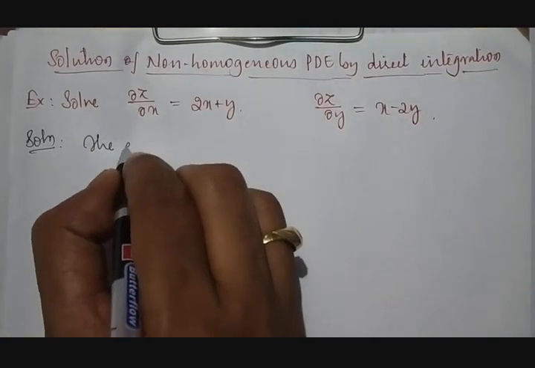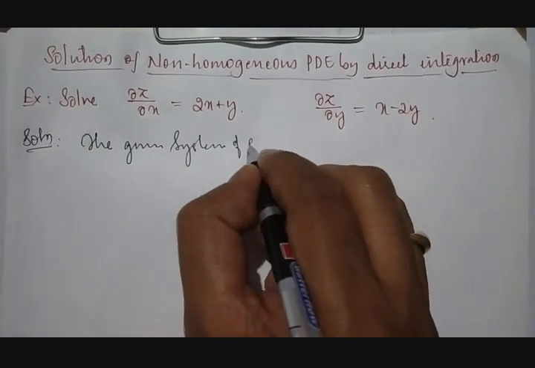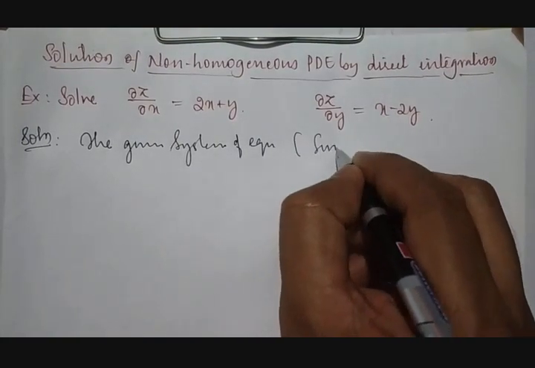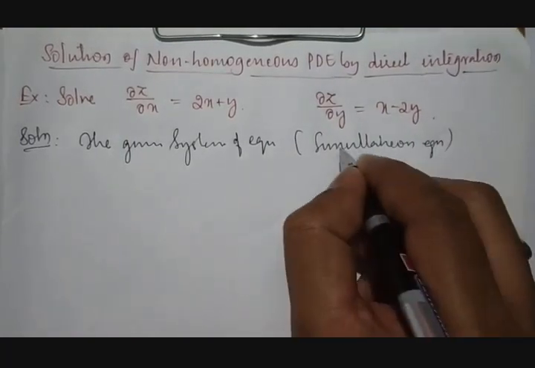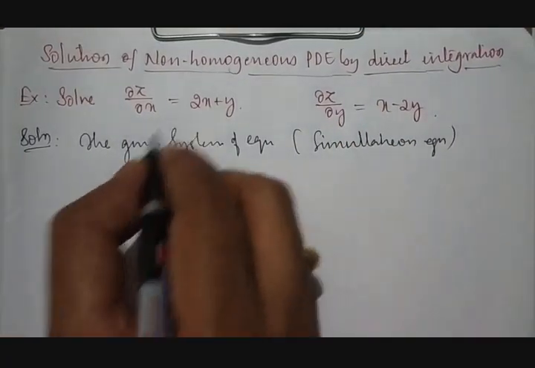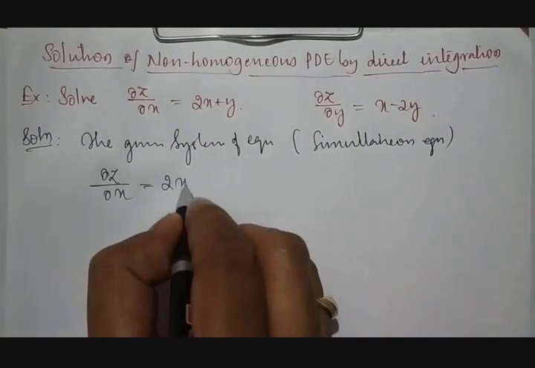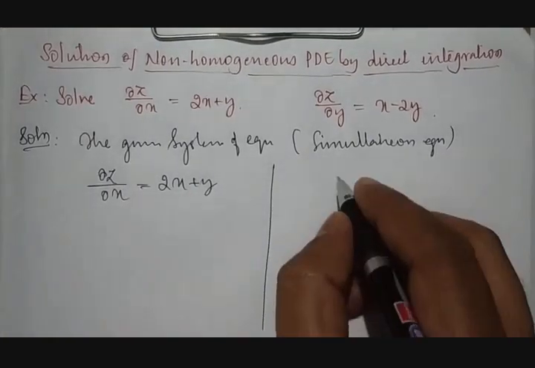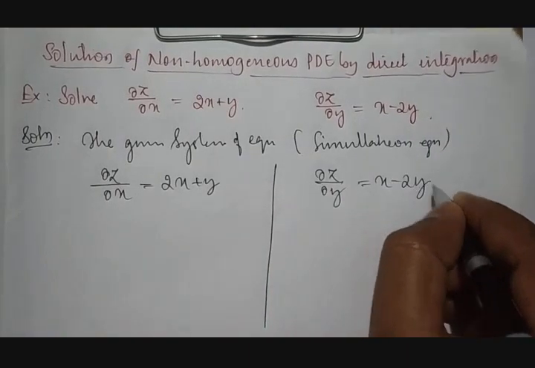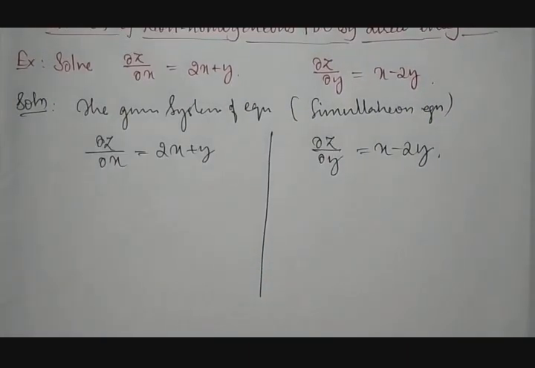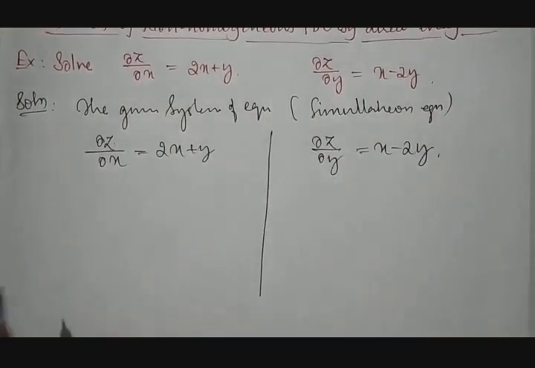The given equation is a system of equations, and these systems of equations are nothing but simultaneous equations. Fine. So first I'll write down these equations neatly. So ∂z/∂x is equal to 2x plus y. We'll make a partition. Then ∂z/∂y is equal to x minus 2y. Fine. To get a solution means what? Getting a solution is nothing but getting z from these two equations.